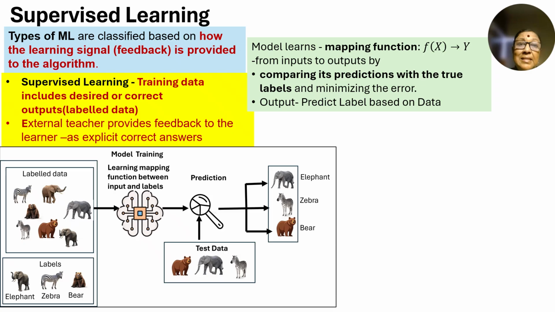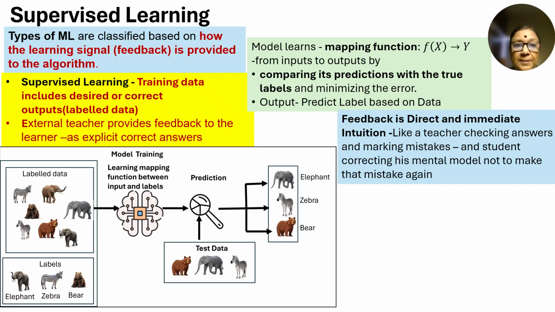Now the model learns a mapping from input data to output data, which we call a function of x: the input data, x, will give you y, which is the output data. So you actually compare the predicted output and the true output, which is also given as input. Remember labels, and you use that to minimize the error, and you get the output as a predicted output.